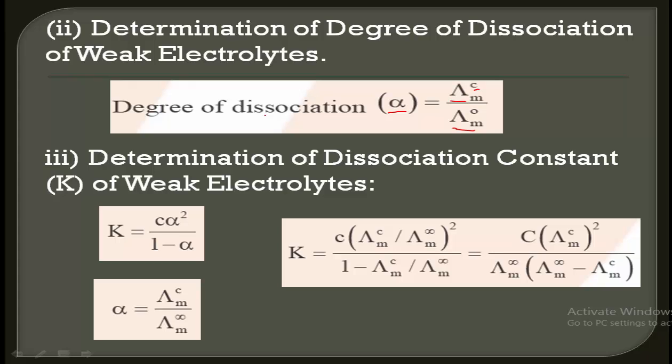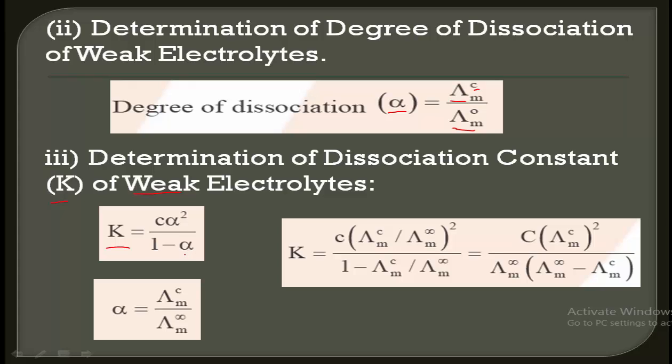Then the third one is determination of the dissociation constant K of weak electrolytes. It helps to determine the dissociation constant of weak electrolytes. How do you determine the dissociation constant? It is denoted as K. It can be calculated as K is equal to C alpha square divided by 1 minus alpha. Here C is concentration and alpha is the degree of dissociation.